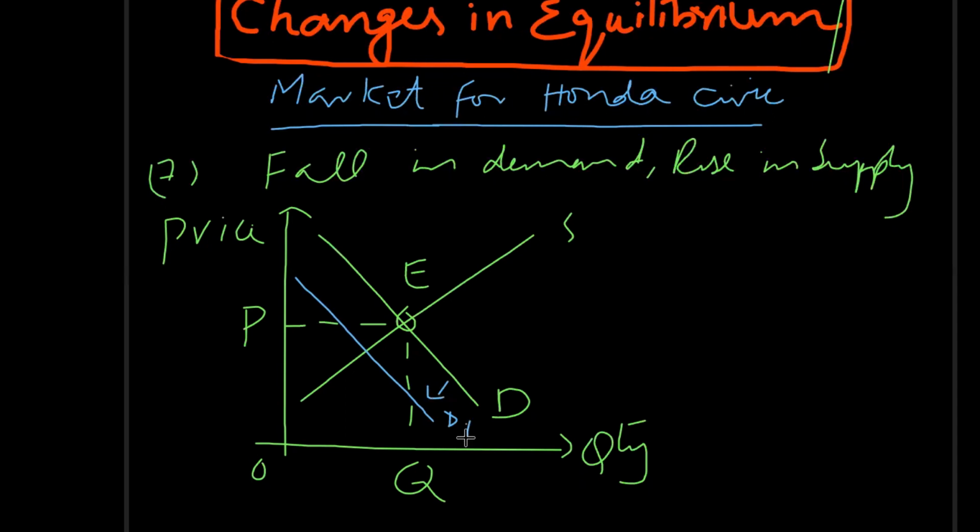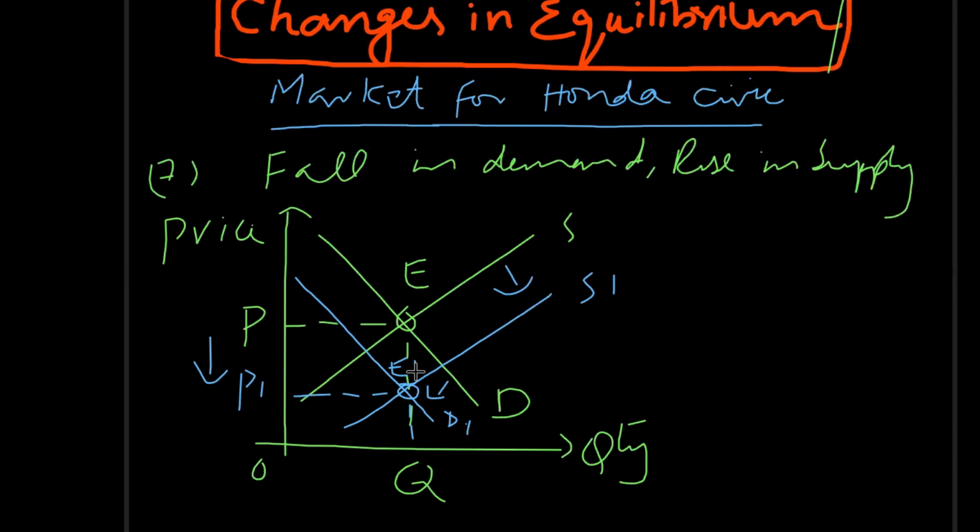Now fall in demand will shift demand curve to the left. New demand curve is D1 and supply curve will shift to the right due to increase in supply. New supply curve is S1 and new equilibrium price is P1 and equilibrium quantity is almost same and new equilibrium point is E1.